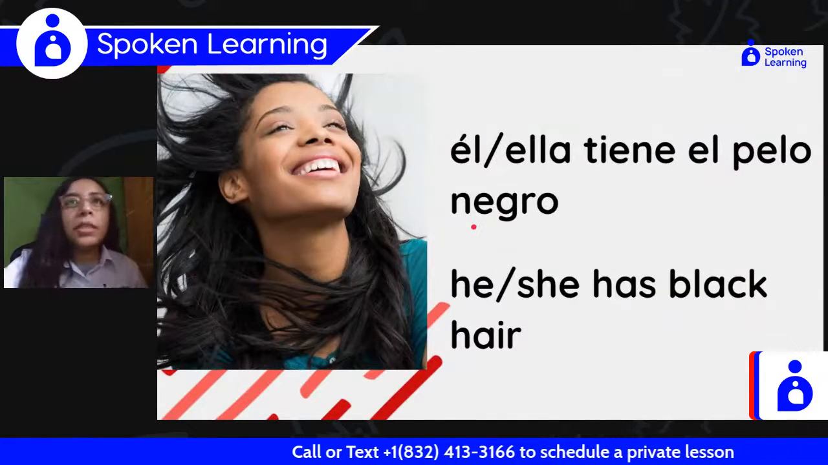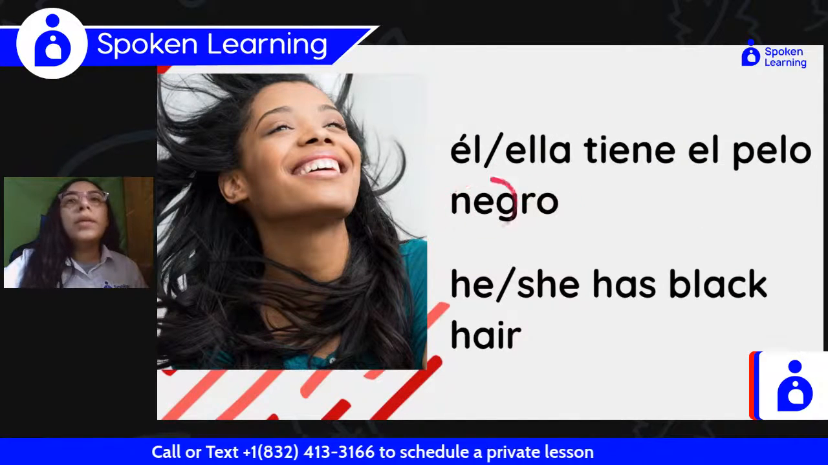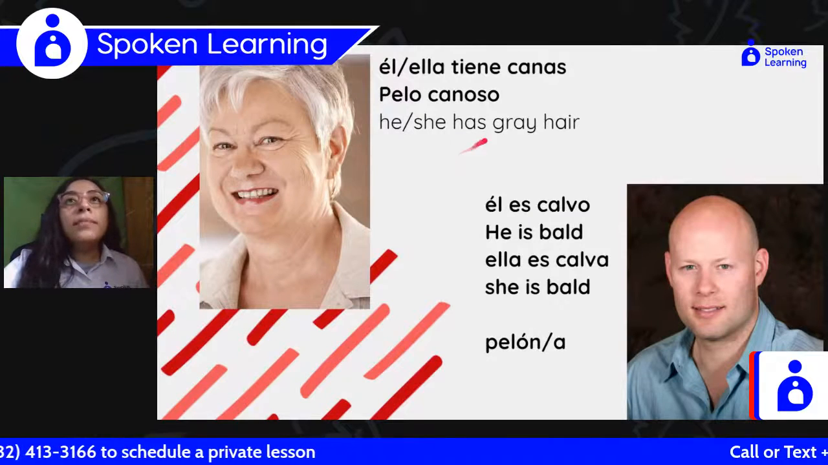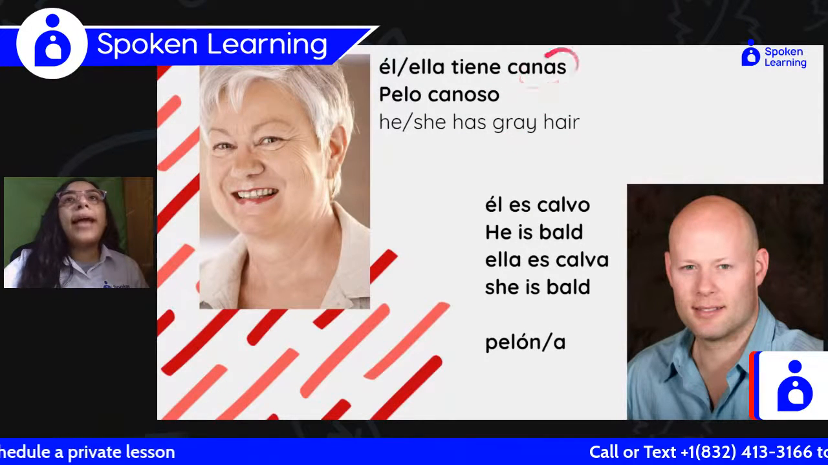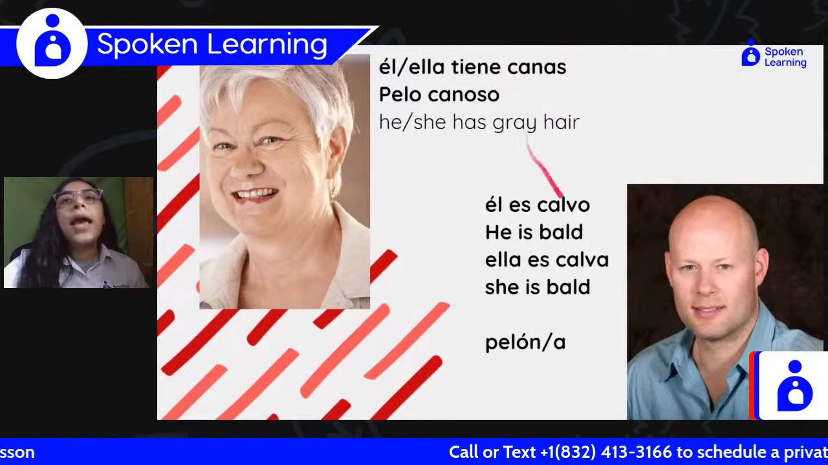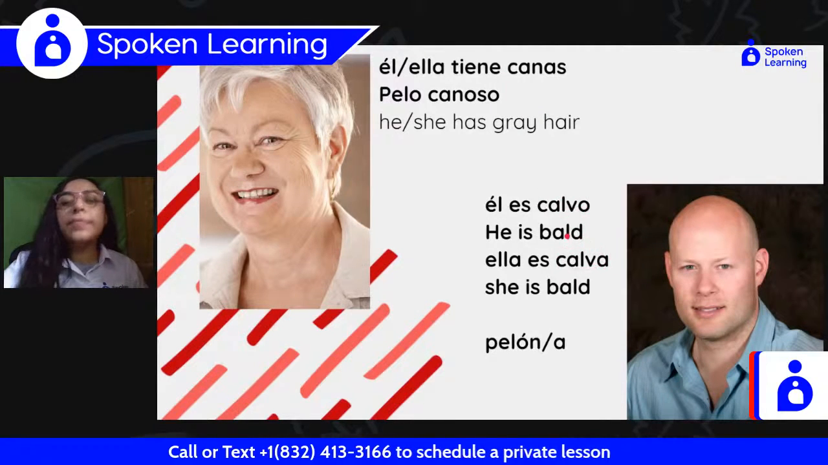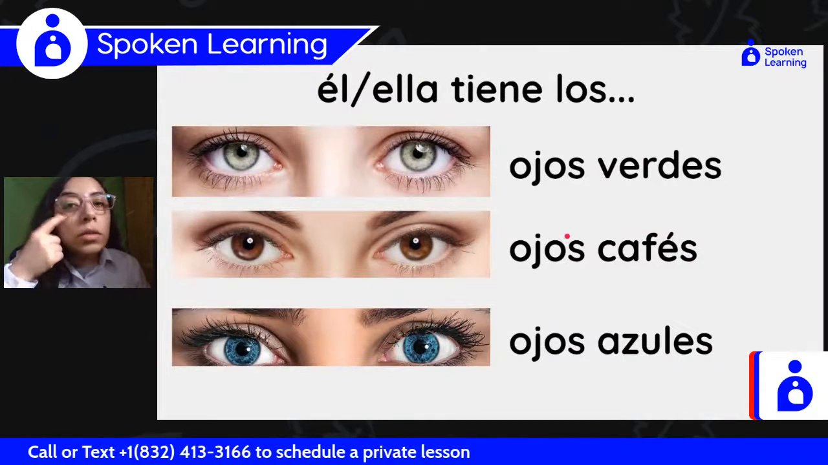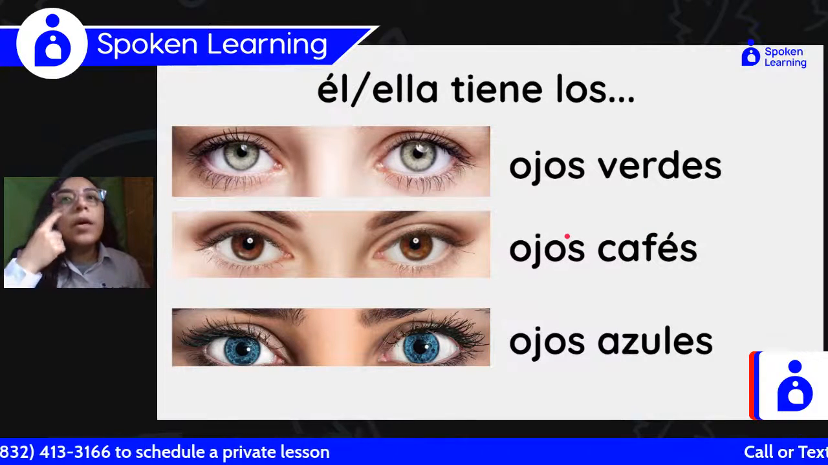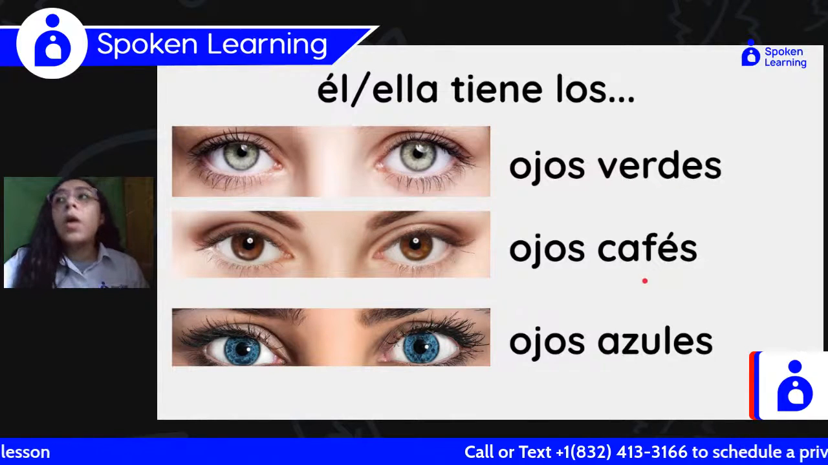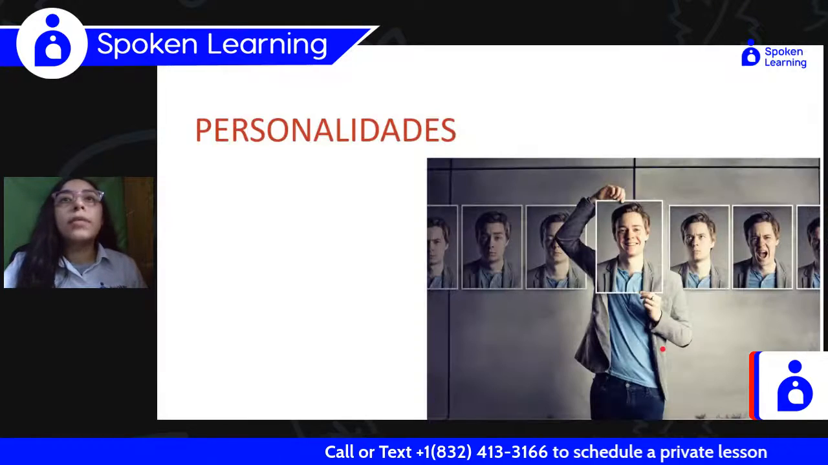In Spain, they use it a lot. Moreno o pelo negro. If you have white hair or gray hair, canas, canas. And for bald, calvo o calva. Ojos, what color of eyes you have? Ojos verdes, ojos cafés, ojos azules, okay?